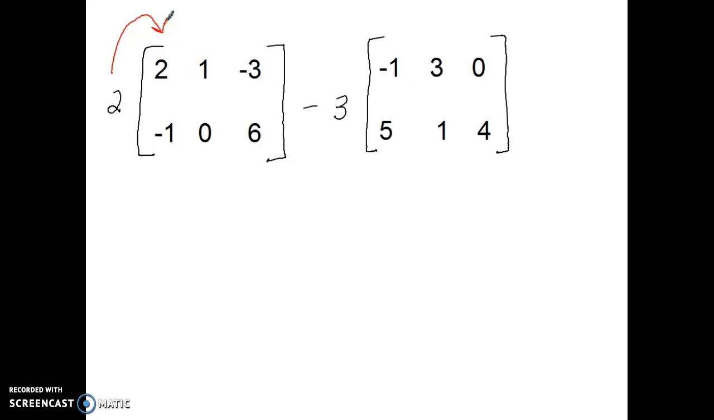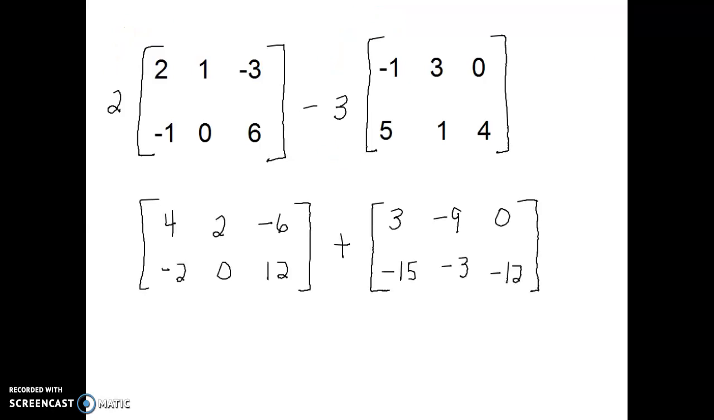My second matrix, I'm going to multiply everything by negative 3. That subtract 3 is the same as adding a negative 3, so I'm going to distribute that as a negative 3. These are my elements after I distribute. So my last step would be to put the corresponding terms or elements together, and this would be my answer.